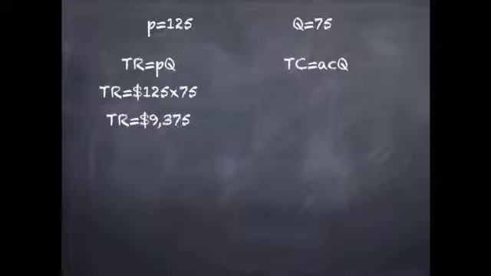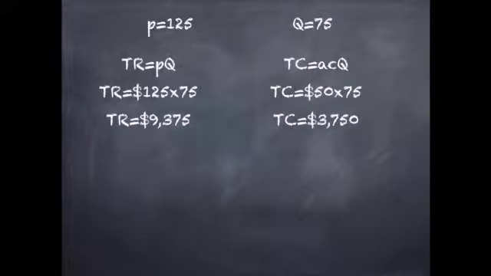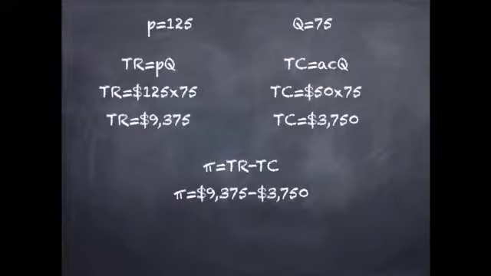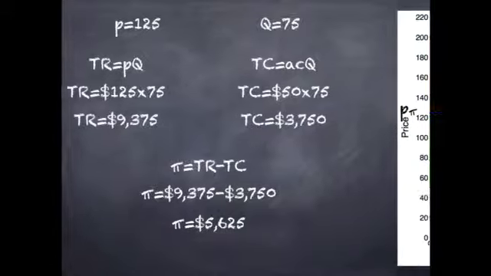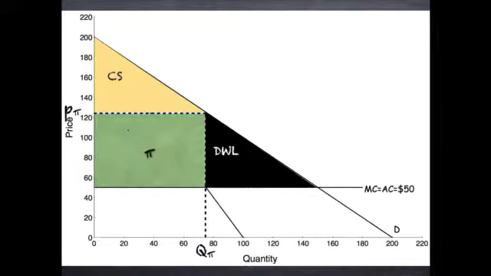So we take P and Q and multiply them together, and total revenue is going to be equal to $9,375. Total cost is going to be equal to average cost, I'm sorry, not minus Q, but multiplied by Q. So average cost was equal to 50, output was equal to 75. We multiply those together, we get total cost of $3,750. We know that profit is equal to total revenue minus total cost. So we just take total revenue and subtract total cost from it, and we get a profit of $5,625, which is also going to be the producer surplus in this particular example. So we calculated that here.